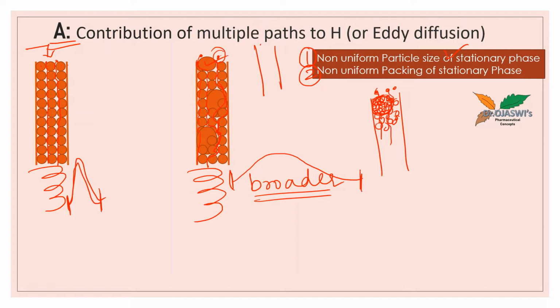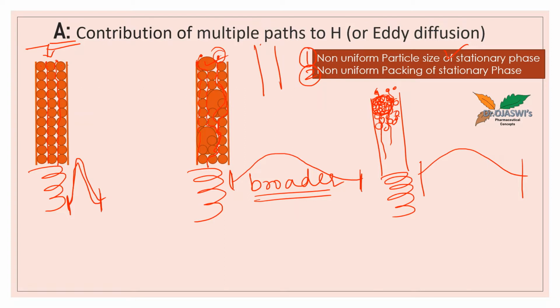Because of this non-uniform packing, different solute molecules will have different path lengths to travel, and thus they will pass over the detector for a longer time, and the detector will keep on receiving the response for a longer time. That will increase the peak width. That is, band broadening will be there if non-uniform packing of stationary phase is there.